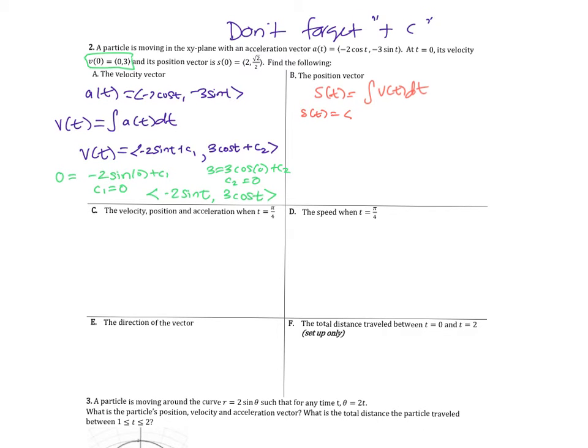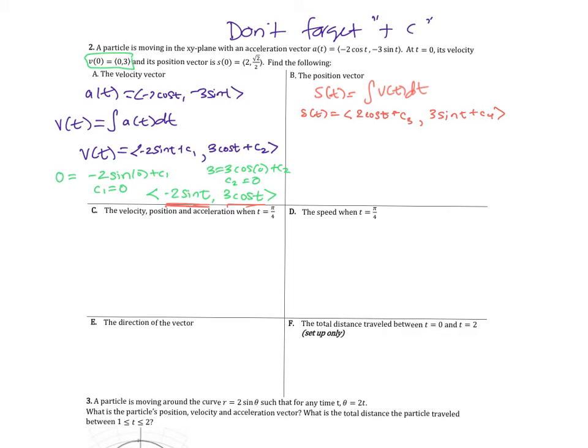So s of t is the integral of v of t dt. In this case, if we are integrating or finding the antiderivative of -2 sine of t, that would be 2 cosine of t plus c3. Since I already used c1 and c2 on this problem, if I'm finding the antiderivative of 3 cosine of t, that would be 3 sine of t plus c4.